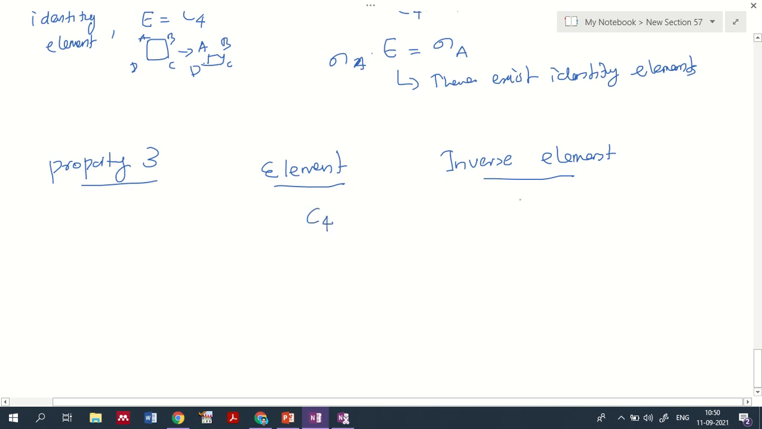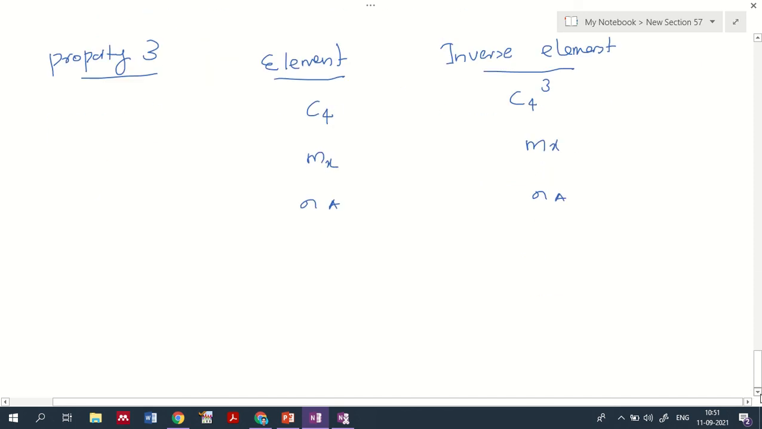and you can see that C4's inverse element, inverse element of C4 is C4^3. Okay, inverse element of MX will be MX. Okay, inverse element of sigma A will be sigma A, and inverse element of C4^2 will be C4^2. Okay, ഇവിടെ വൈസ് വേഴ്സയും പോസിബിൾ ആണ്. C4^3 ന്റെ ഇൻവേഴ്സ് എലമെന്റ് എന്ന് പറയുന്നത് C4 ആയിരിക്കും. ഓക്കെ, so you note down that.